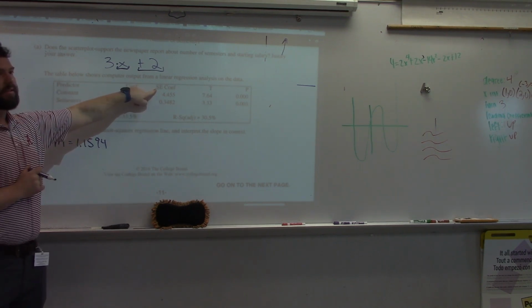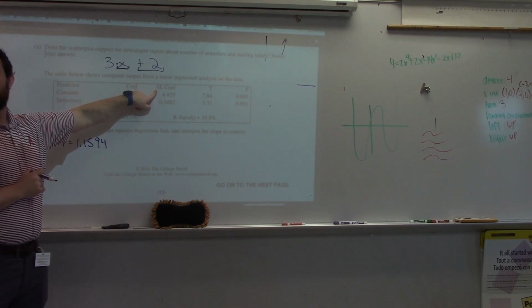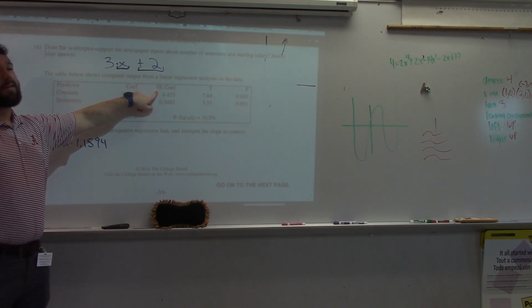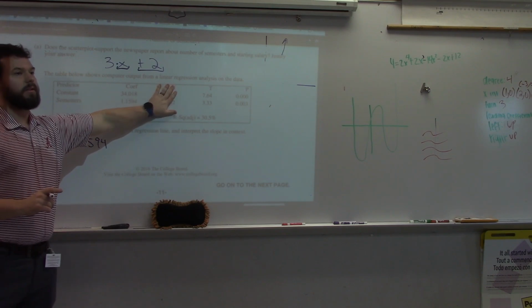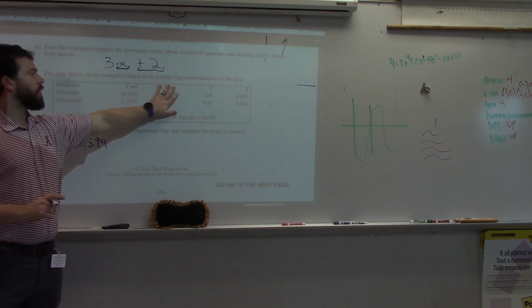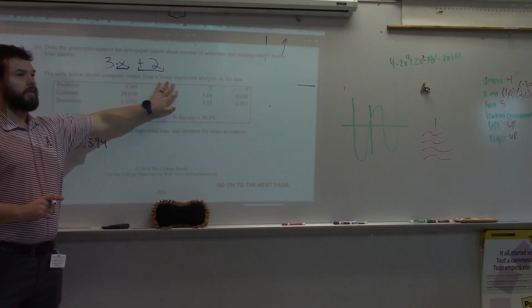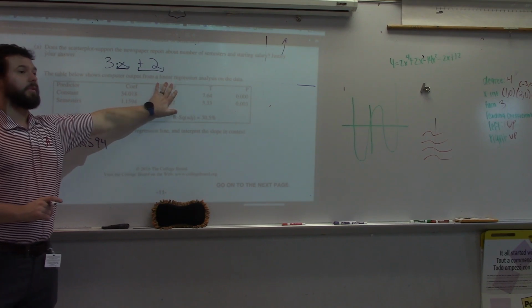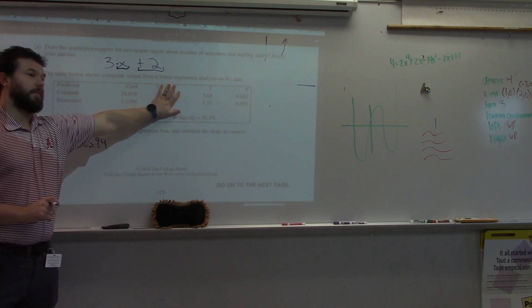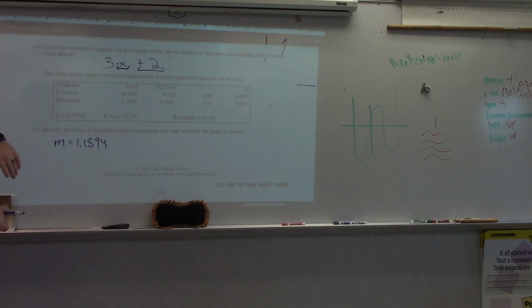What does this SE stand for? That's standard error, right? We're not dealing with standard error. When you do inference procedures, you deal with that standard error a little bit, and that is a part of the AP exam, but it's 2 to 5%. We ain't got time for it, okay? So, we're not going to use that. We're just looking at the slope.